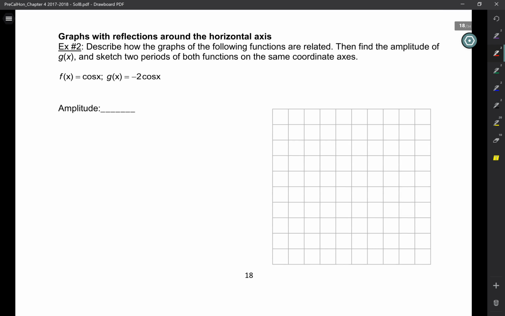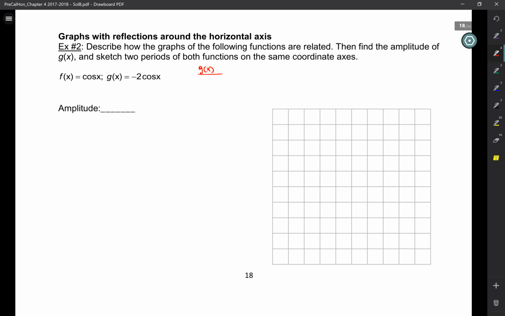All right, so that's that. Now, what if there is a reflection around the x-axis? So take a look at here. We have cosine of x and negative 2 cosine of x. So what are some changes that g of x has undergone? Right, negative 2. What does the negative do? It flips it vertically. I'm looking for a mathematical term.